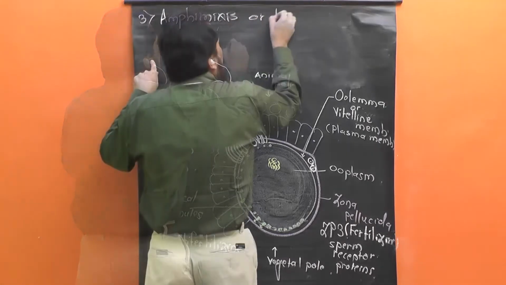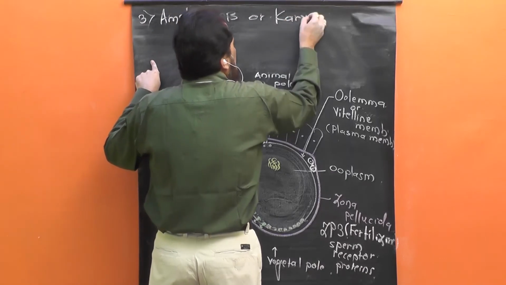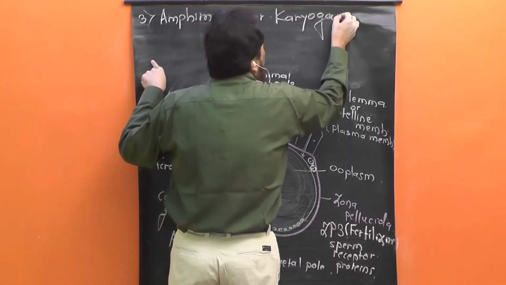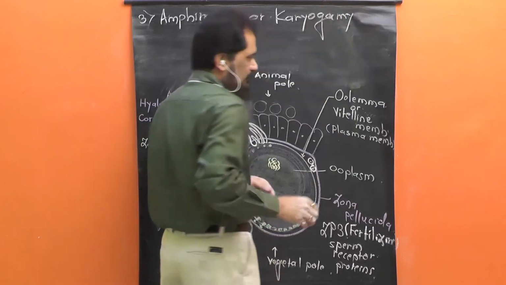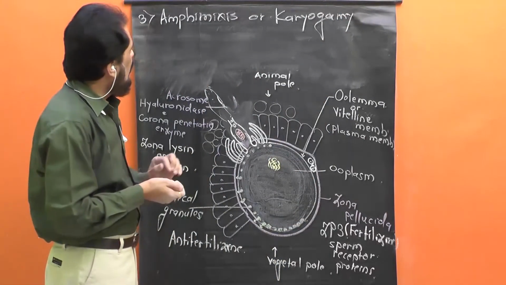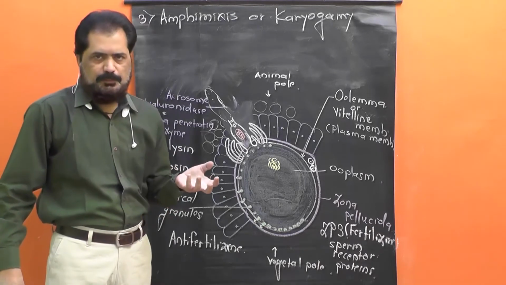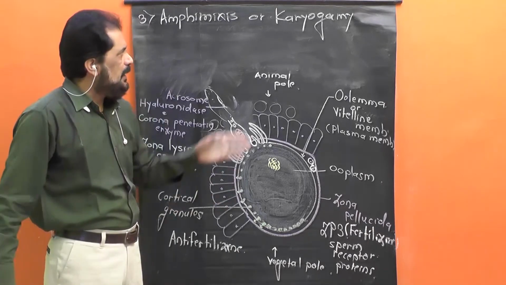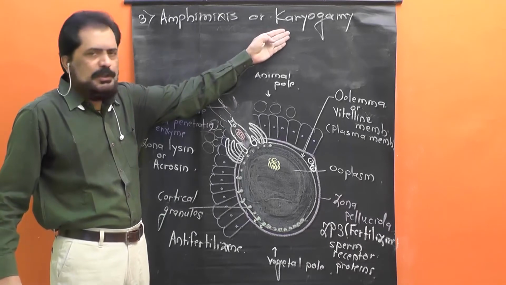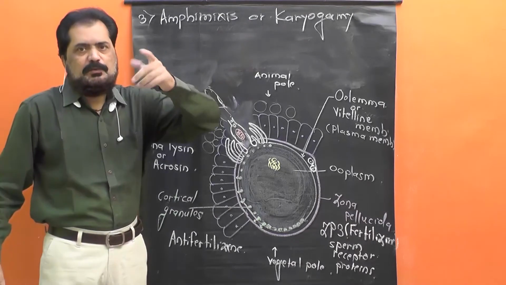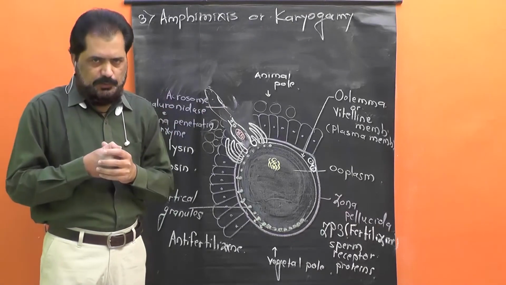Or karyogamy. It may be called the syngamy, but the most proper term is karyogamy or amphimixis. Amphi याचा अर्थ बोथ, mixis याचा अर्थ mixing, आणि karyo stands for nucleus, gamy stands for fusion, here fusion of nuclei.